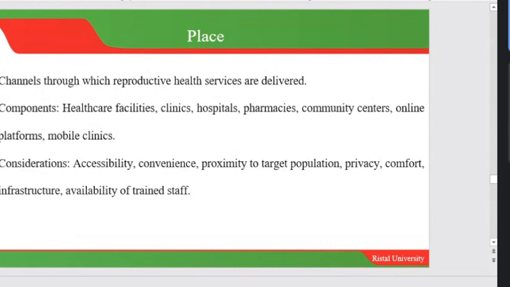So those are some of the strategies that you can actually use. Two is convenience. So when you're referring to convenience, you should be able to make it easier for someone to use your product or to access a service.